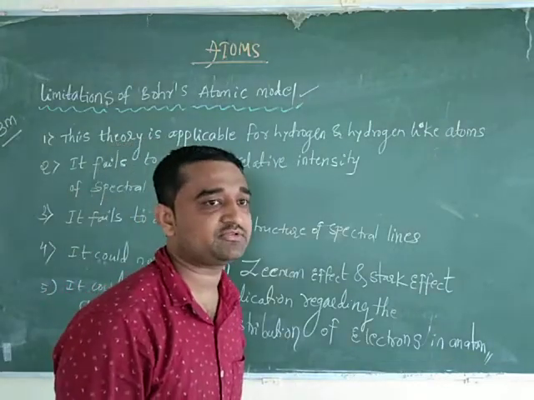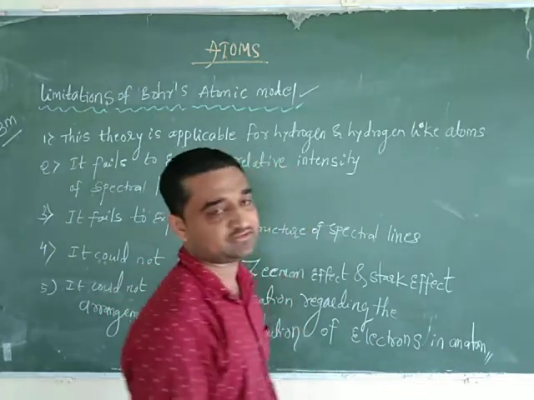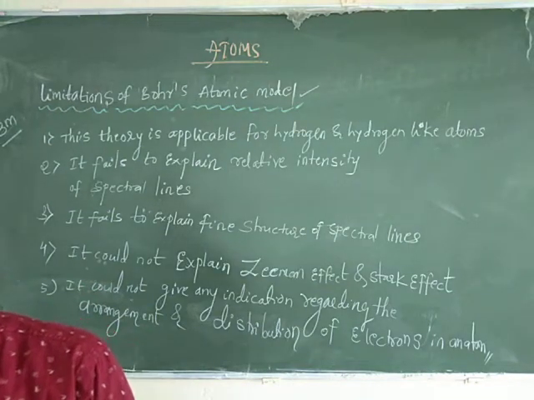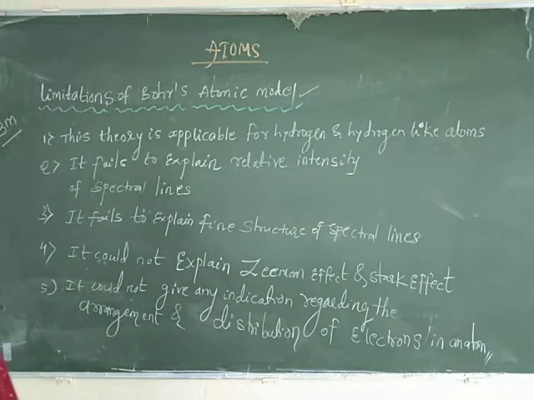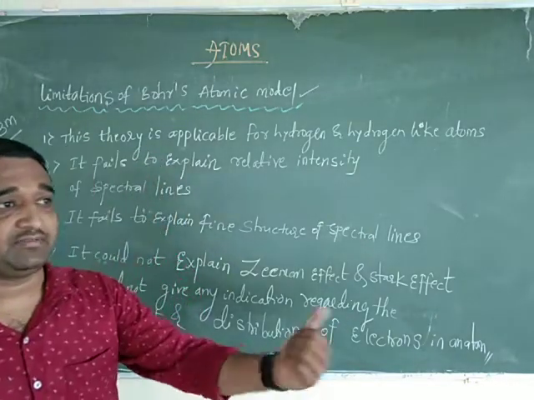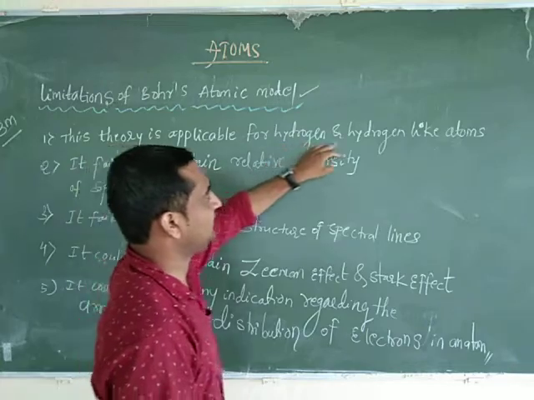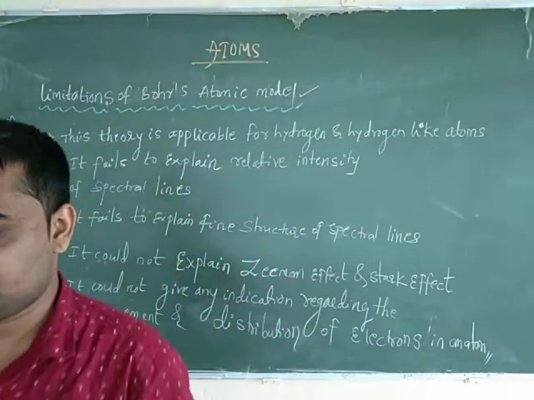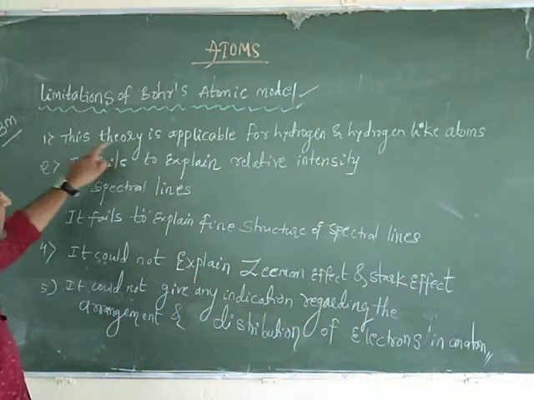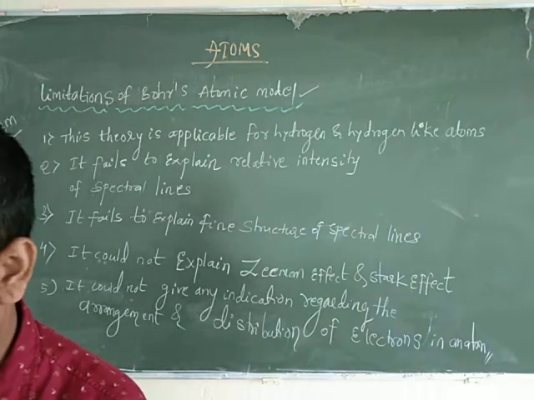Bohr's atomic model successfully explains the neutrality of the atom, and also it explains the stability of the atom, and also it explains the spectra of simple atoms. That means what? It is applicable for what? The first one: this theory is applicable for hydrogen and hydrogen-like atoms. So this is the first limitation. Bohr's atomic model, this theory is applicable only for hydrogen and hydrogen-like atoms.